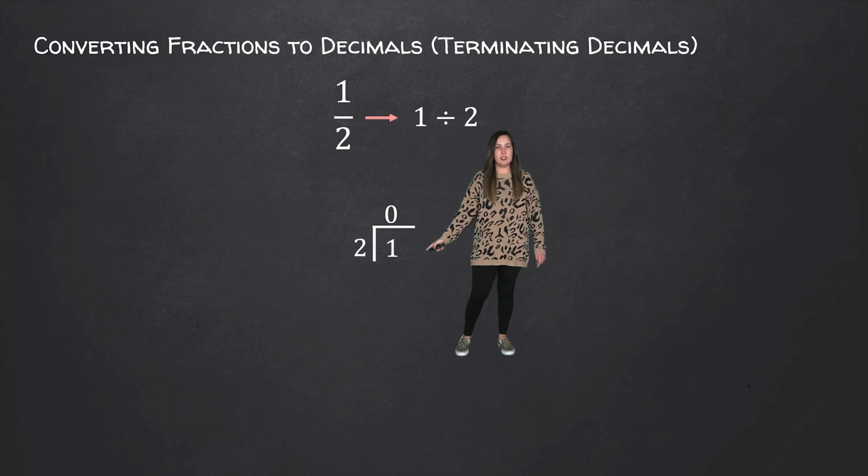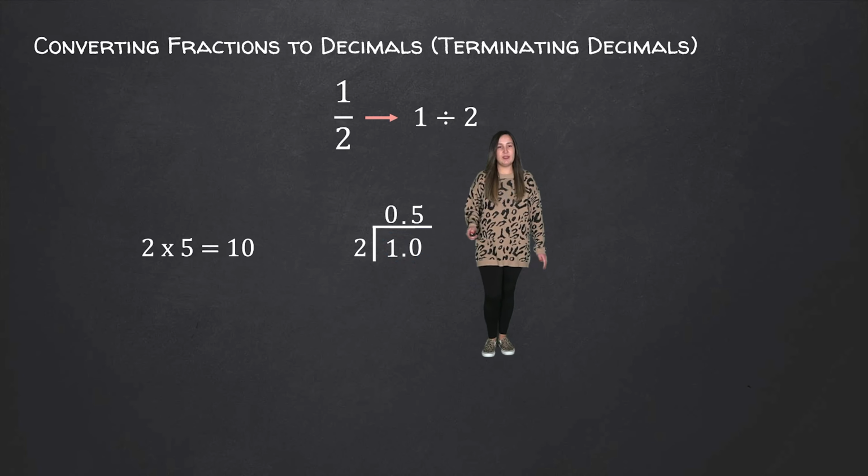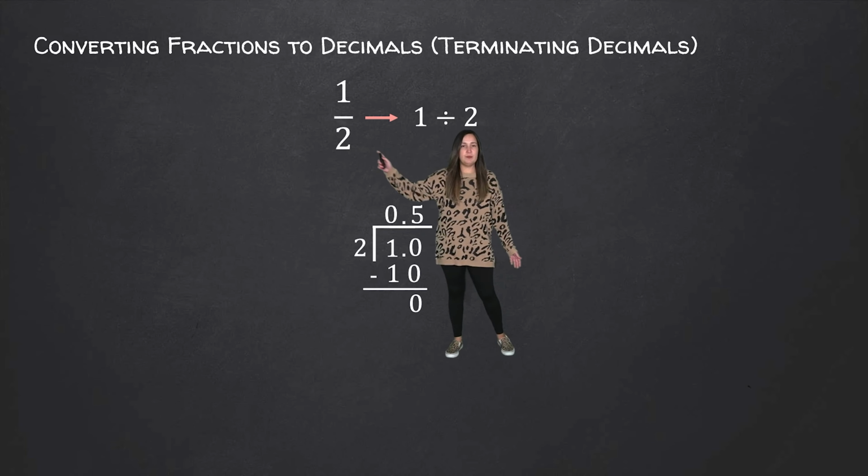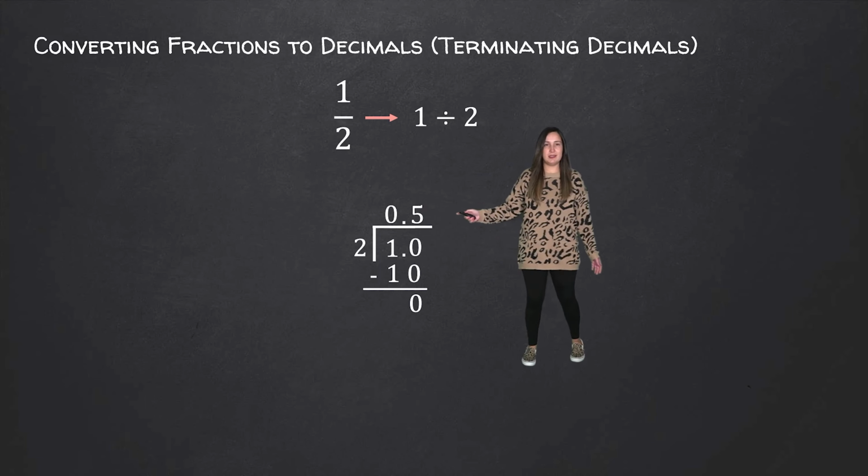So what we're going to do is add a decimal point after the 1, and then add a 0. Make sure you bring the decimal point up to ensure that our final value is correct. And then we ask ourselves, how many times does 2 go into 10? So ignore the decimal point for right now. So 2 goes into 10 5 times, and that's because 2 times 5 is equal to 10. So we write the 10 underneath and we subtract. 10 minus 10 is 0, so we don't have a remainder. That means that 1 over 2 is equal to 5/10.